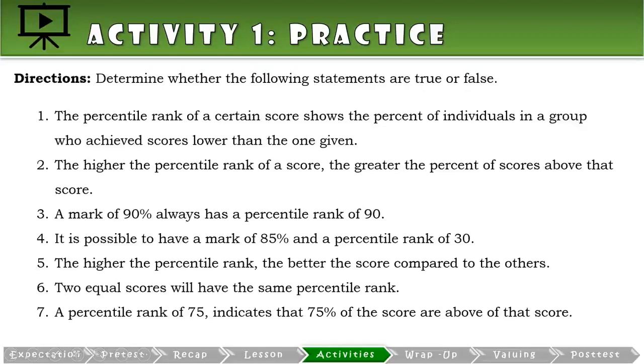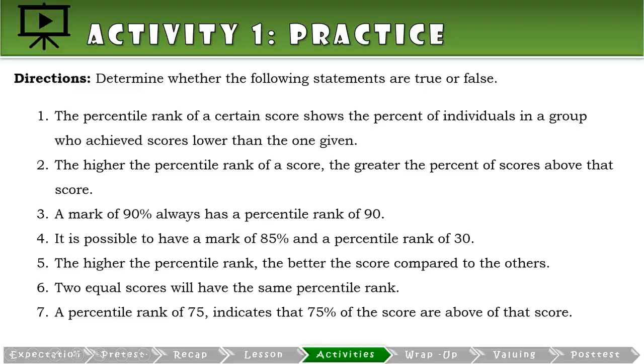Number 2. The higher the percentile rank of a score, the greater the percent of scores above that score. Number 3. A mark of 90% always has a percentile rank of 90. Number 4. It is possible to have a mark of 85% and a percentile rank of 30. Number 5. The higher the percentile rank, the better the score compared to the others.